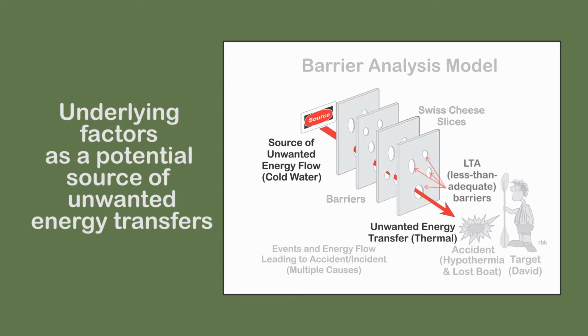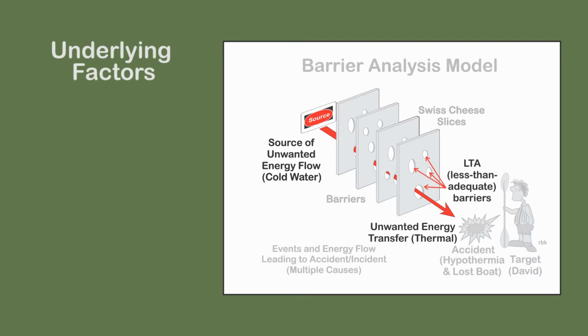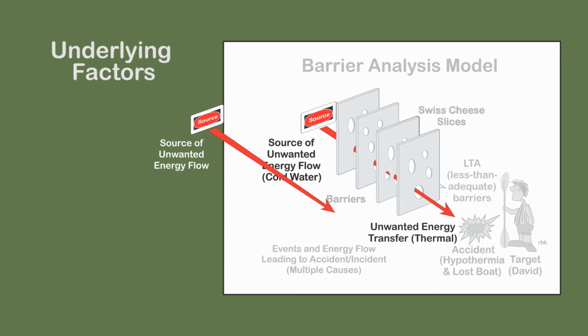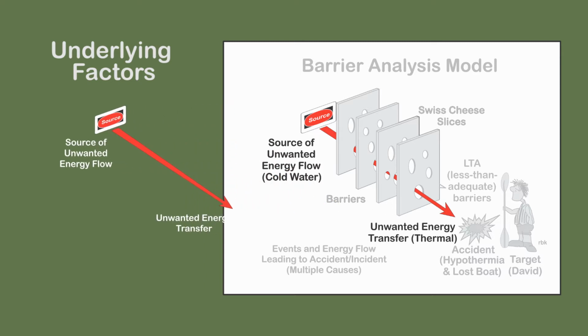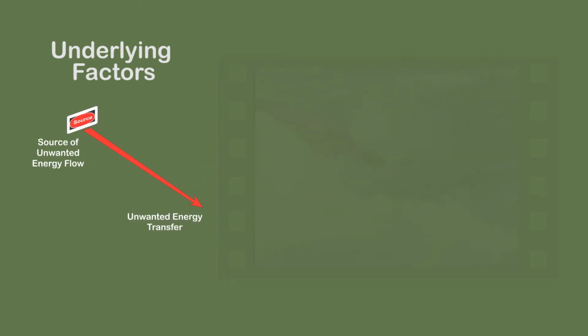Underlying factors can also be the source of potential unwanted energy transfers. The transfer can be aided by ineffective or less than adequate barriers, represented by the holes in the Swiss cheese that metaphorically allow the energy transfer to the target to occur.